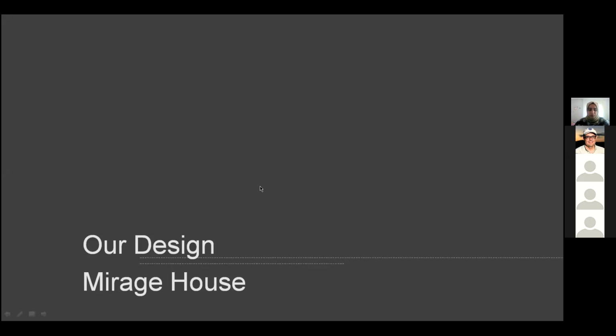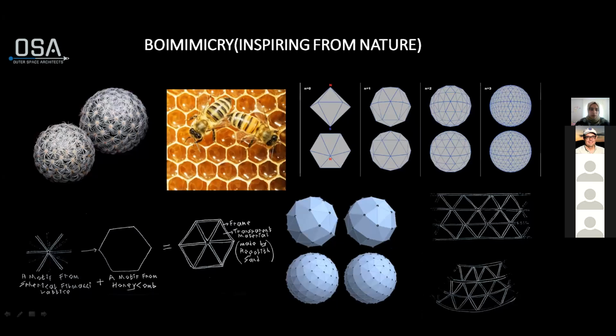It's named Mirage House. We got some biomimicry inspiration from nature. We made two components of biomimicry. One is this plant, and the second one is the honeycomb. This plant is named spherical Fibonacci lattice. It has small flowers inside. So it's something like this when we take one of it.